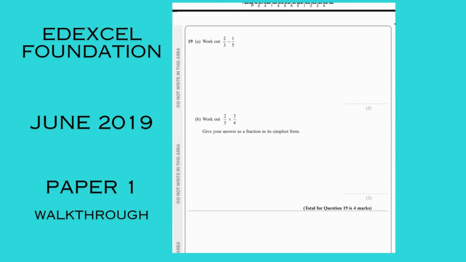Next, some bog standard fractions. So when you're adding and subtracting, make the denominators the same. So in this case, best is 15.